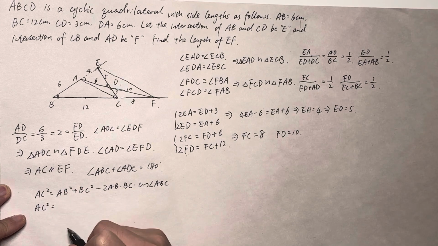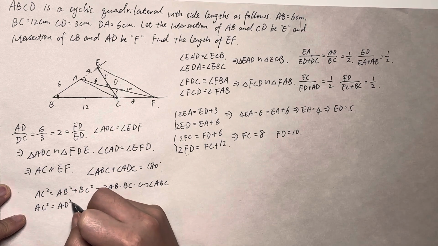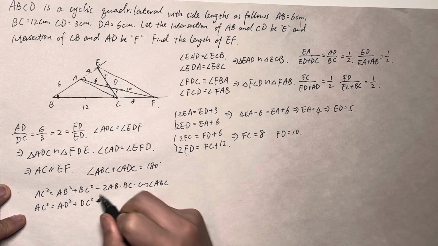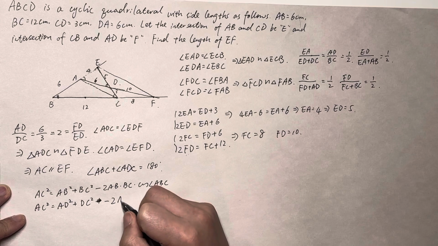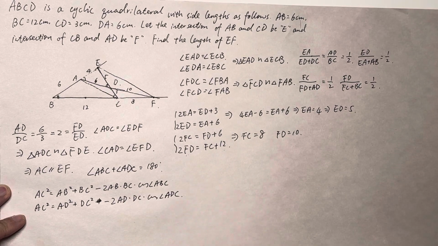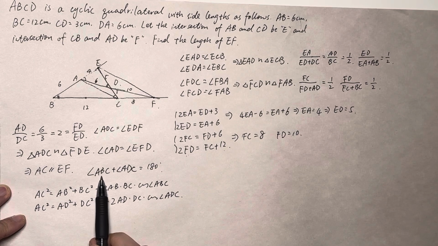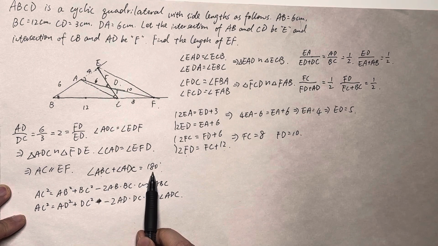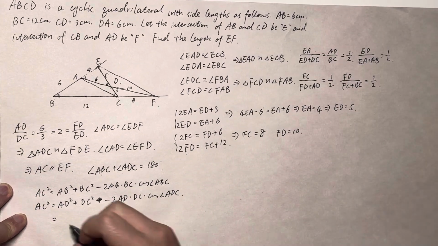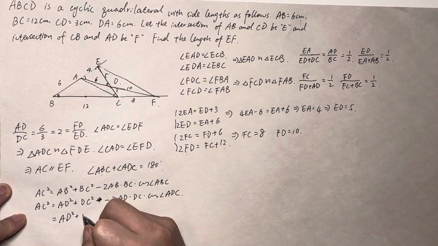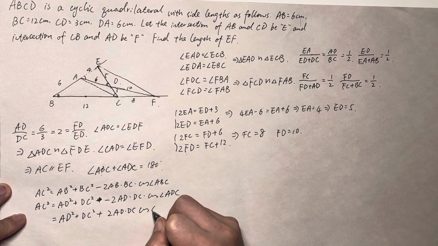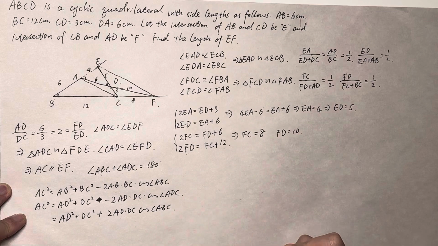Also AC squared equals AD squared plus DC squared, let me write minus first, minus 2 AD DC cosine angle ADC, right? Because angle ABC plus angle ADC equals 180 degrees, this can be rewritten as AD squared plus DC squared plus 2 AD DC cosine angle ABC, right?